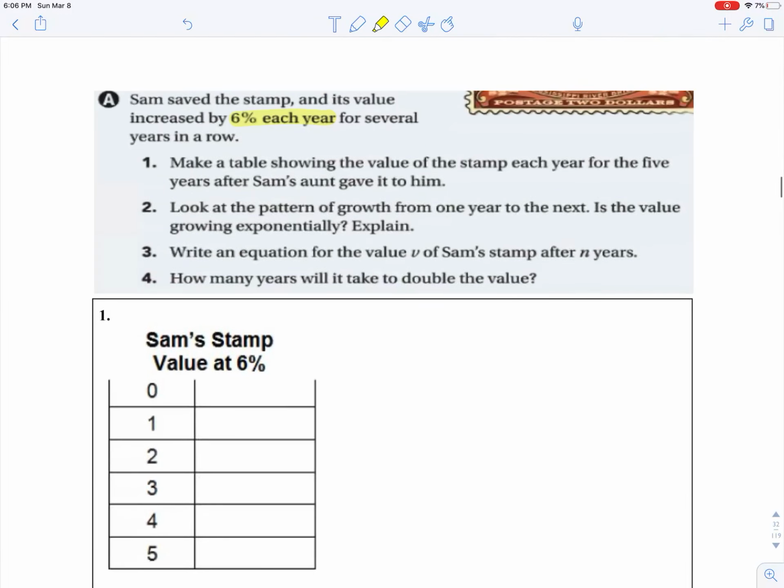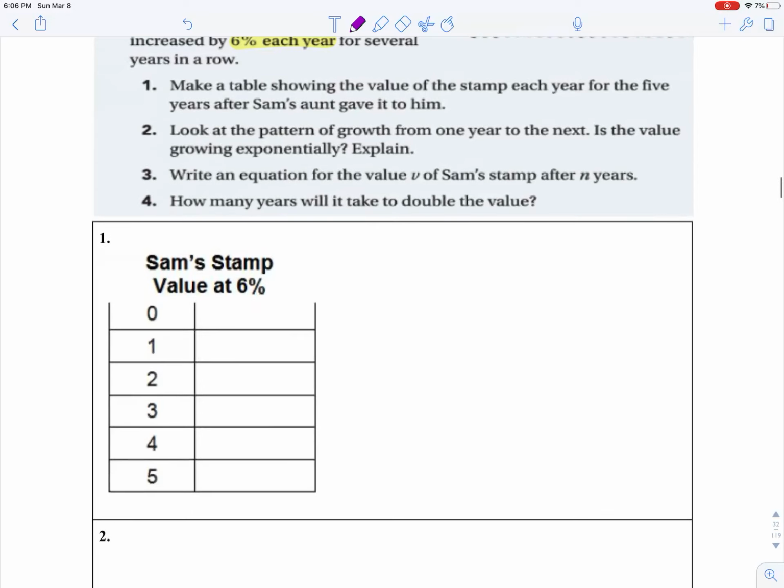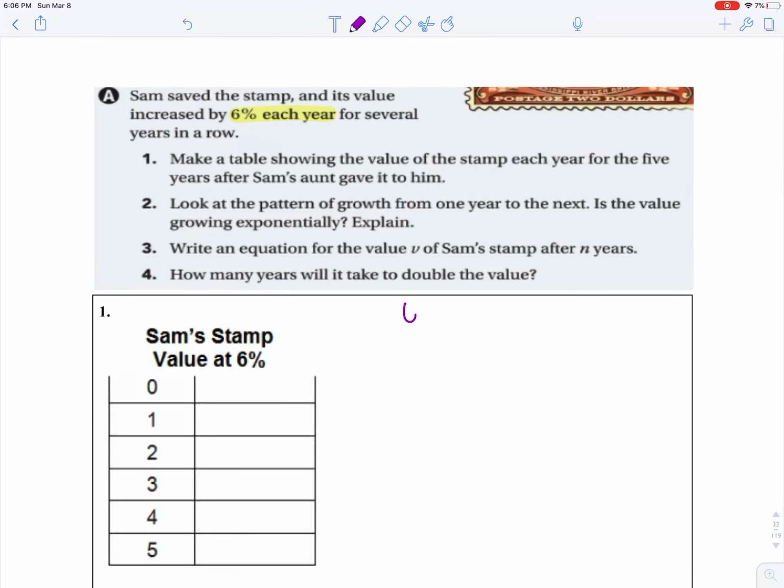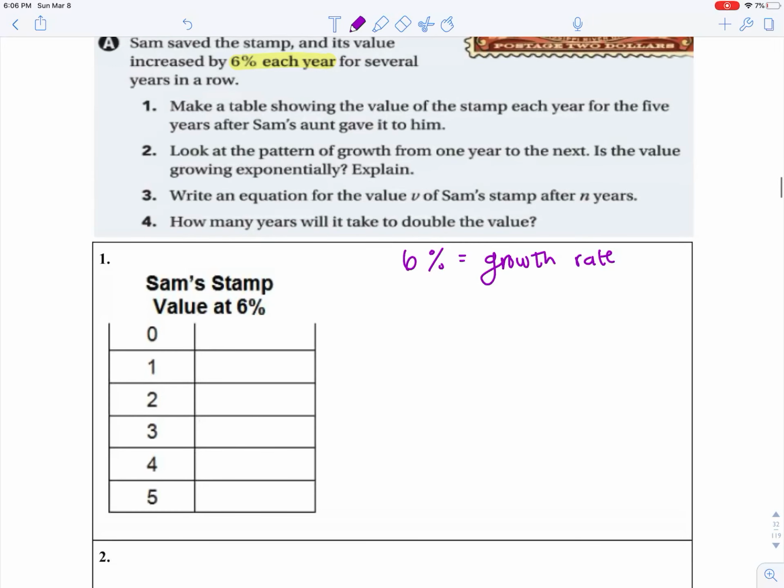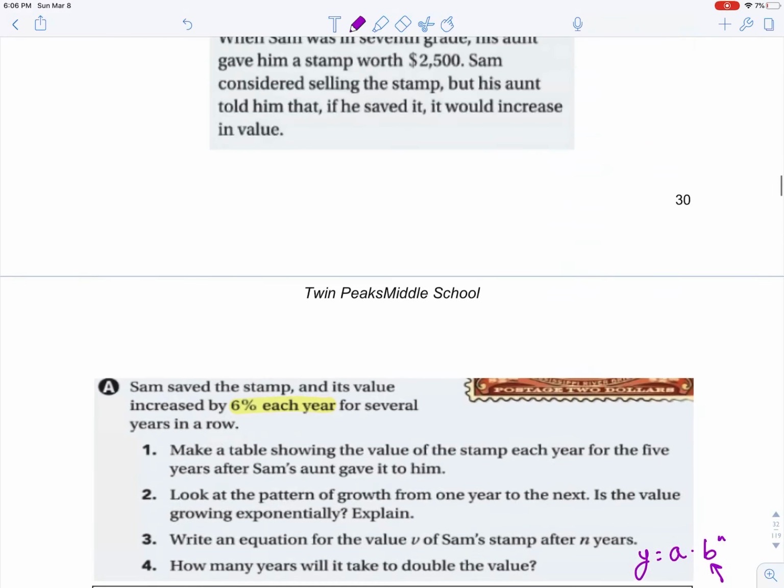Now, before I let you guys work on this, it says to make a table showing the value of the stamp each year for the 5 years after Sam's aunt gave it to him. We need to talk about some things. Well, this 6%, what does this 6% represent? Well, this represents our growth rate, not yet our growth factor. We know that in exponential functions, we need a growth factor, right? When we write an equation like this, a times b to the n power, this b right here is our growth factor. We need that. So we need to change this growth rate into a growth factor.